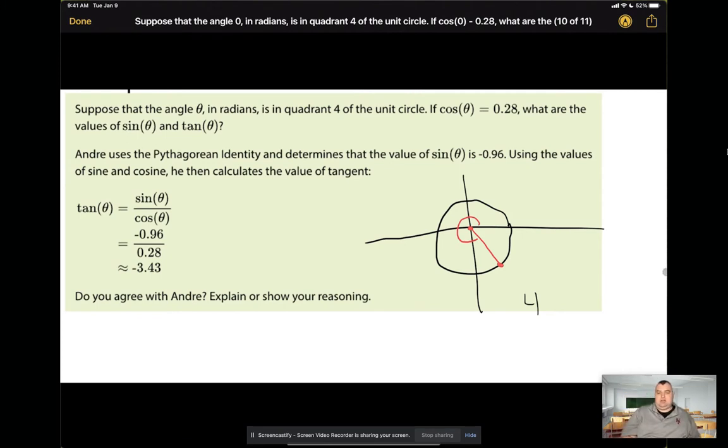And they're telling me that cosine of theta is equal to 0.28. What they're really telling me is that x is equal to 0.28. So if I make the triangle, this right here is 0.28, and I already know that the radius, or the hypotenuse, is 1. To figure out y, I'm going to use this right here. And notice again, y in this case is negative because I have to move down. So to figure out sine, I have to figure out the y value.